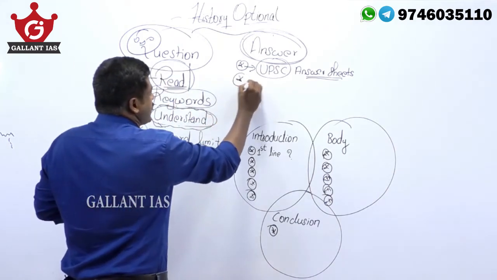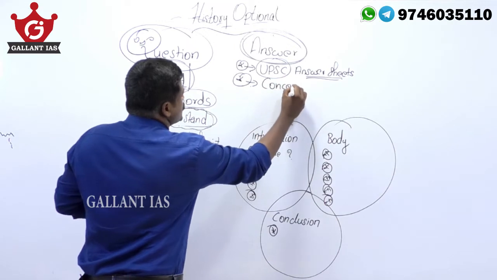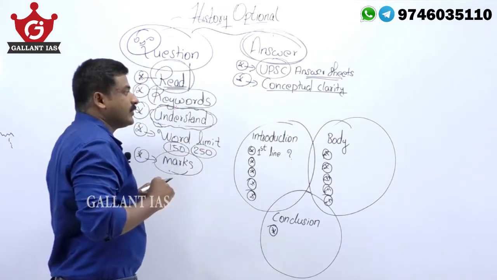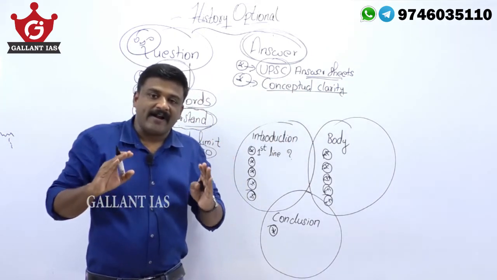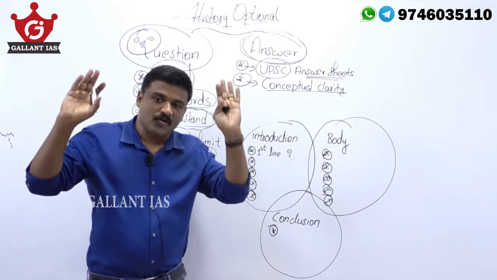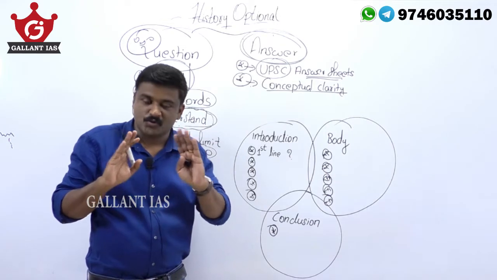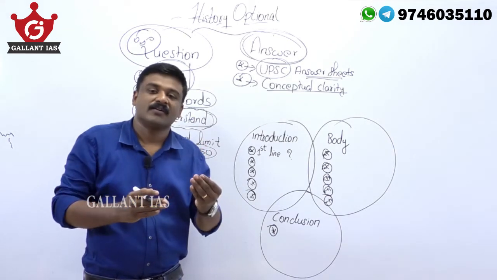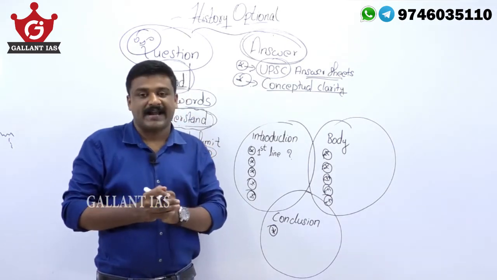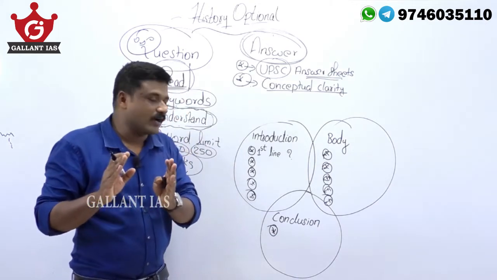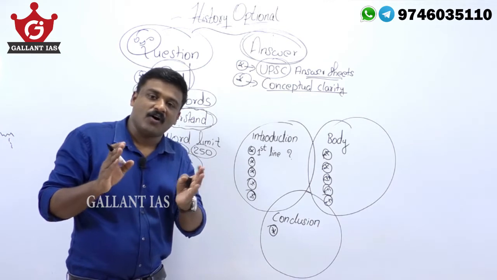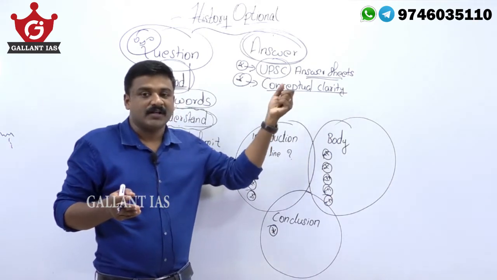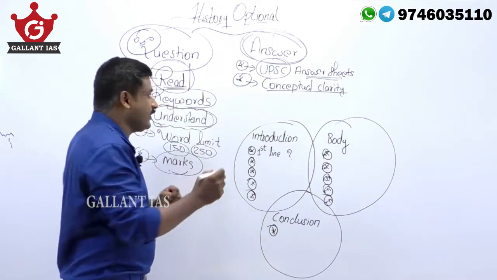Then your answer must have conceptual clarity. This is very important. Your answer should not have fancy, flowery words and extraordinary vocabulary. If you have that, that is super fine, but make your answer simple, lucid, and it should communicate the central theme of your answer. Use simple language, simple vocabulary, and sometimes history optional oriented terminologies you must use. So your answer should have conceptual clarity, the concept you have to communicate well. That's very important.